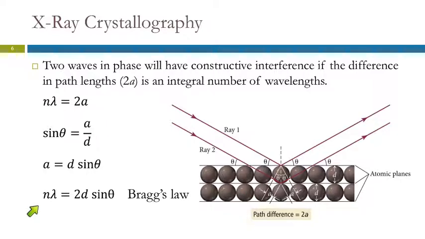So n is an integer number. Lambda is the wavelength of the X-rays. D is the distance between the atomic planes right here. And that is the distance that X-ray 2 travels that X-ray 1 doesn't. And then theta is this angle. And so what you do is you vary the angle and you look at the pattern of the interference.